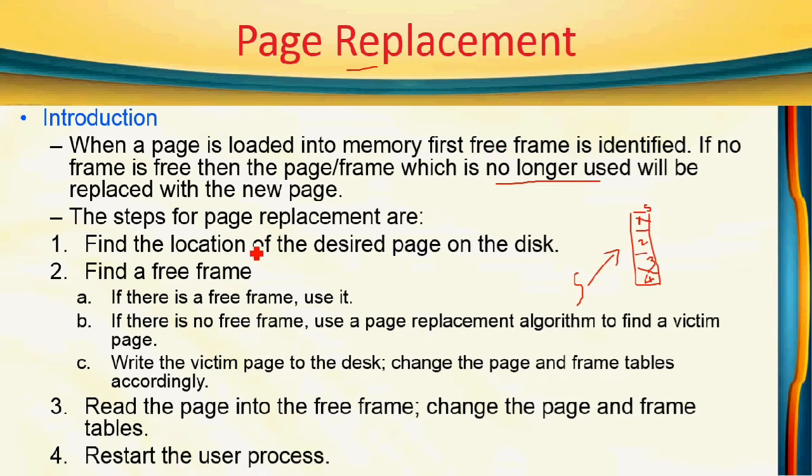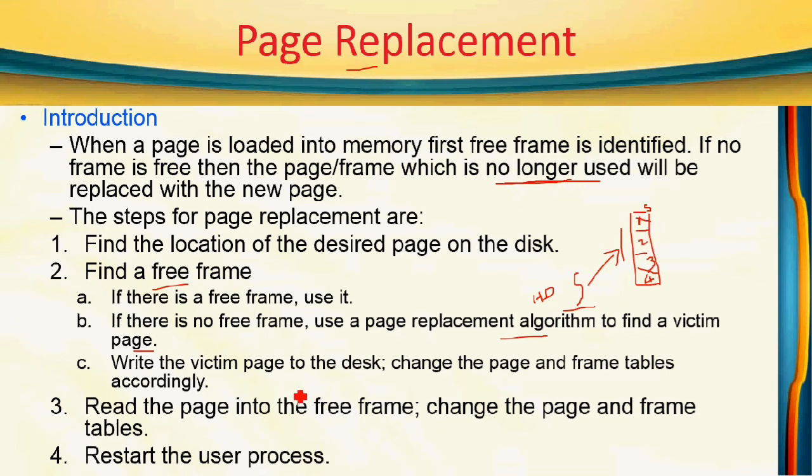So the steps are, first, find the location of the page on the disk. The page 5 is the one I am going to bring. So from the hard disk we have to find where page 5 is. Next step, find a free frame. So in the main memory, find a free frame. If there is a free frame, we can use it. Otherwise use a page replacement algorithm. Any algorithm we can use to find a victim page. Victim page means the page that is no longer used, that we have to identify. Here we identified one as the victim page.